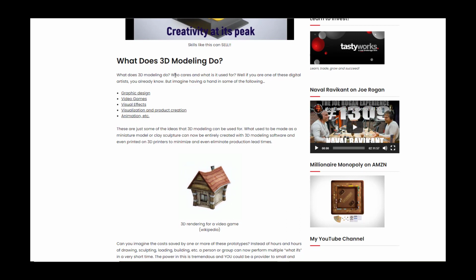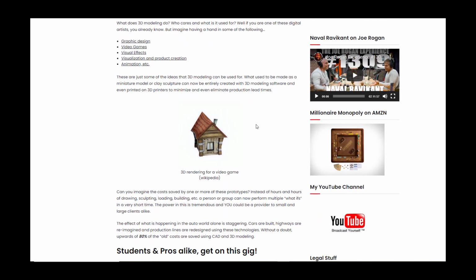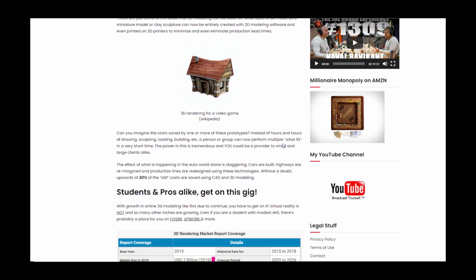But what does 3D modeling do? What's it used for? Who cares about it? If you're a digital artist, you already know, but imagine having a hand in some of these. 3D modeling can be designing products, but you can also go into graphic design, video games, which is huge, visual effects in films, visualization and product creation, animation, etc. These are just some of the ideas that 3D modeling can be used for. And here's a little GIF from a video game.